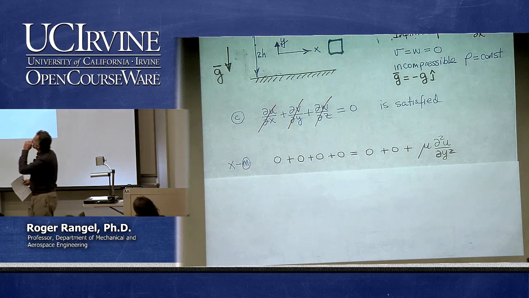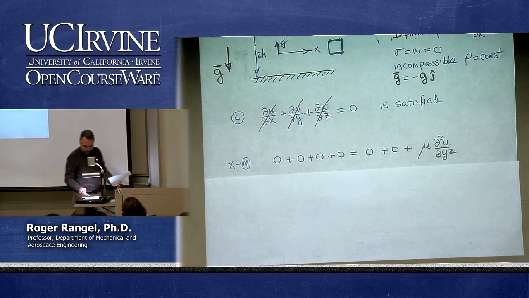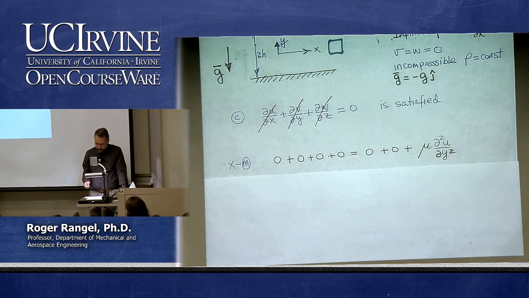So if I write all of that down here, that's what I have. A bunch of zeros, because everything is gone. And then the only term that is left, which is the viscous term, is now mu times the second derivative of u with respect to y squared.